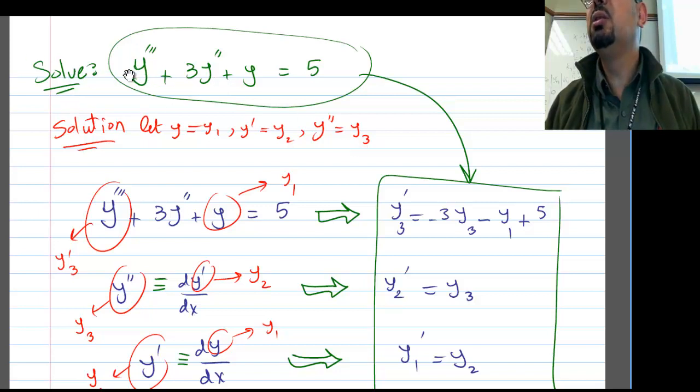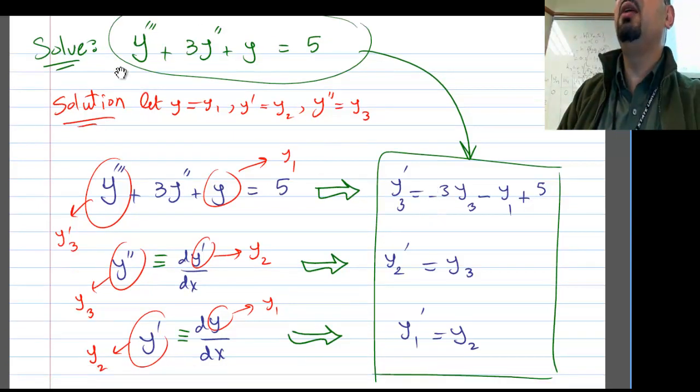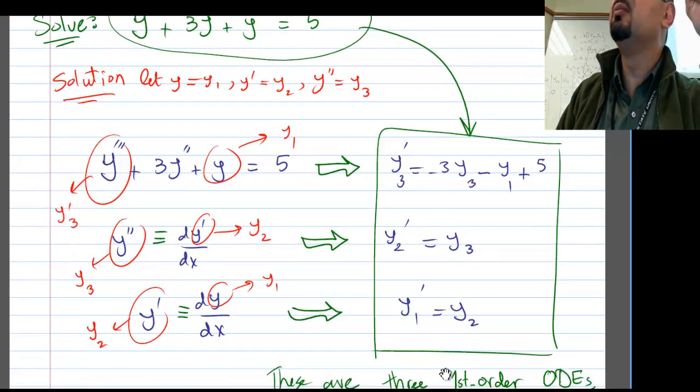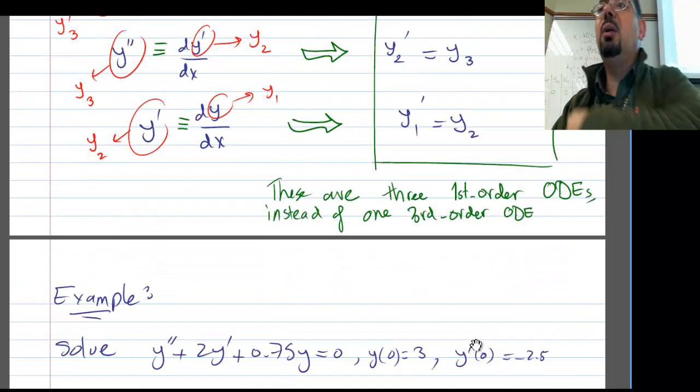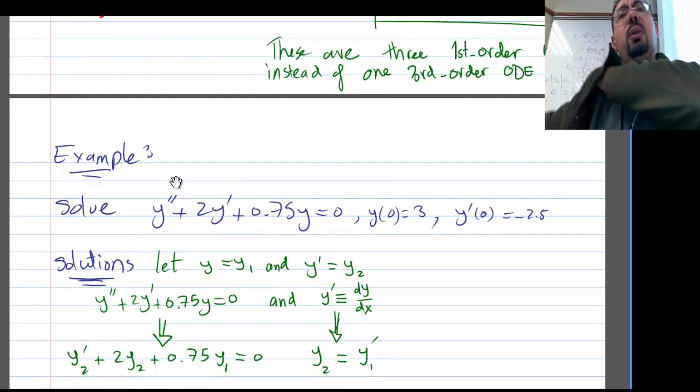Then this equation becomes y3 prime. We turn it into first order. And what about this y double prime? That's actually y3. And what about this y? Well, that's a new thing. Let's call it y1. So you define y1 as y, y2 as y prime, and y3 as y double prime. By this trick, rather than having one third order equation, you have 3 equations, all of them first order.